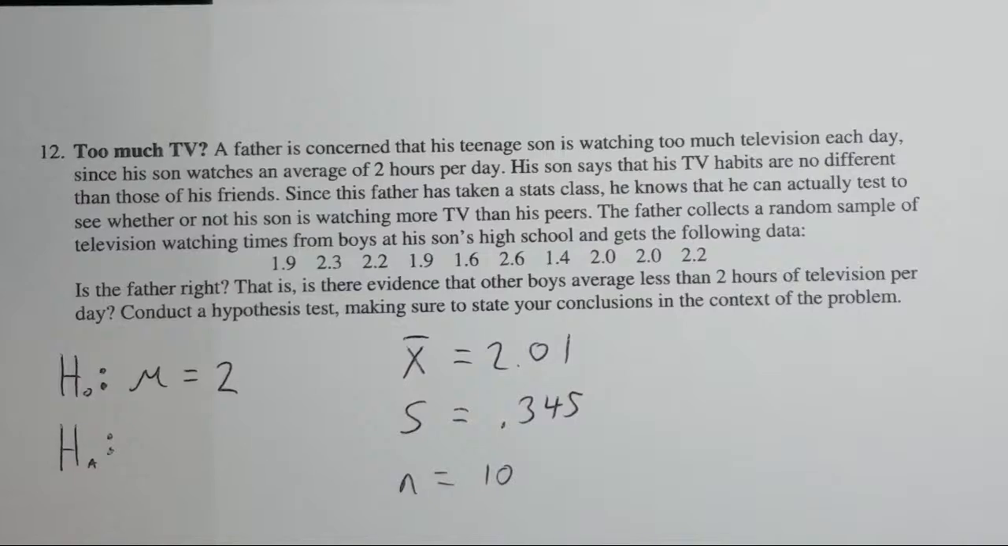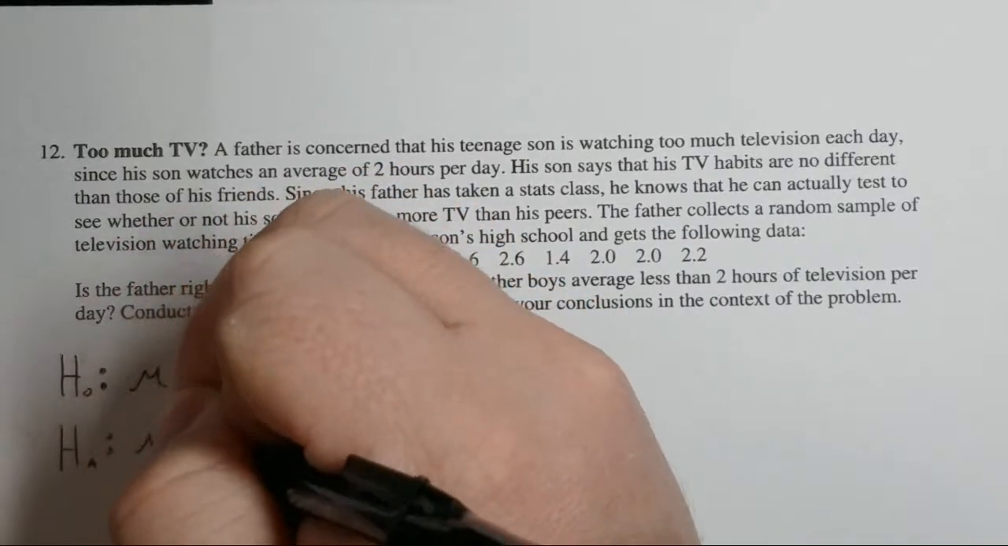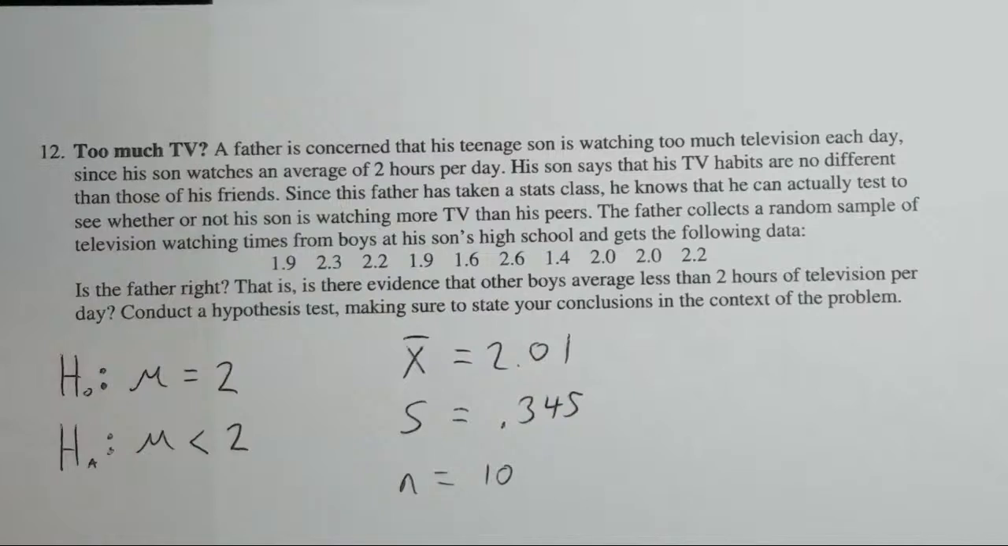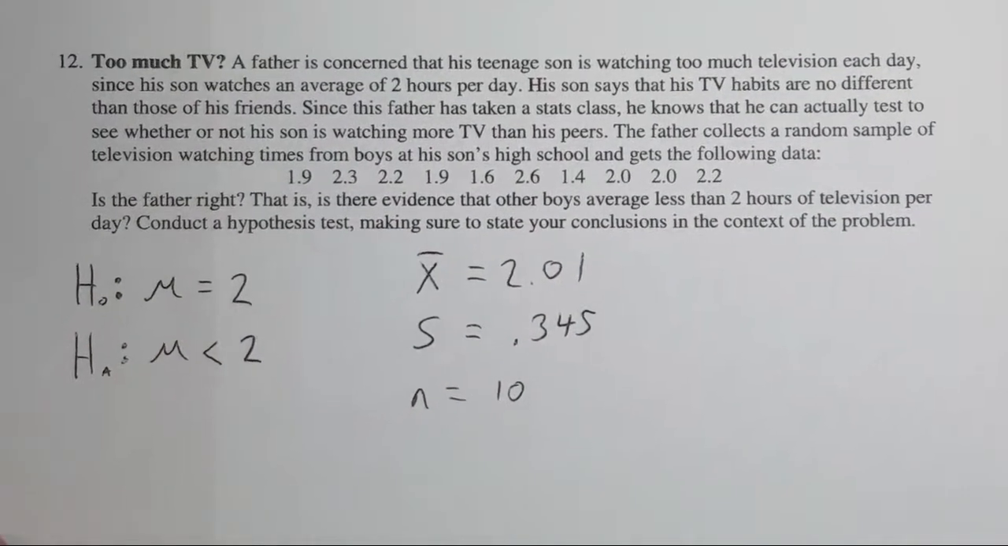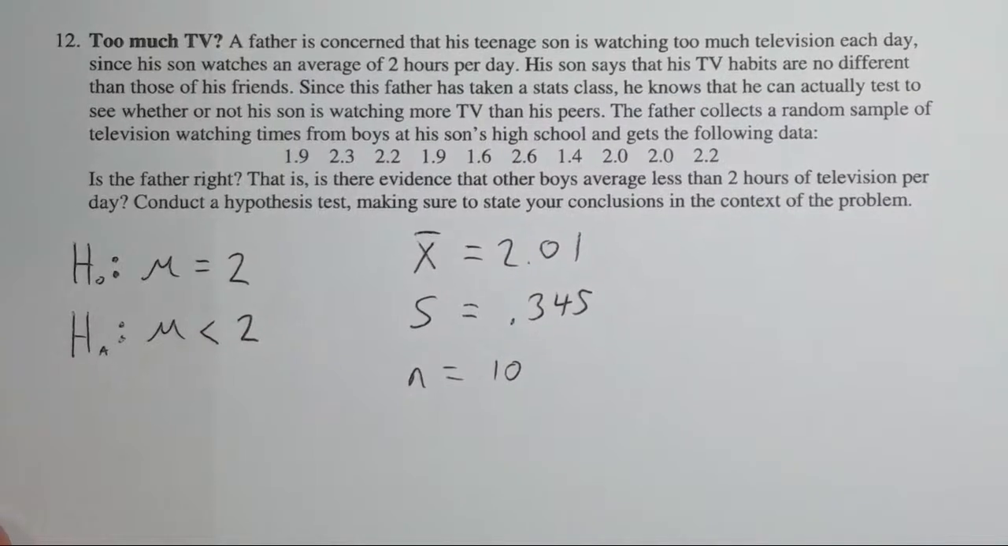This is important. The alternate hypothesis is less than 2. Because look what the father's trying to show. The father is trying to show that the sample that he took of the kid's friends from the high school, a random sample, he's trying to show that the friends watch less television.